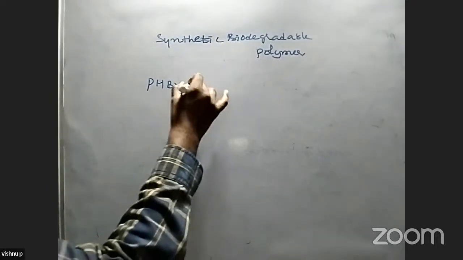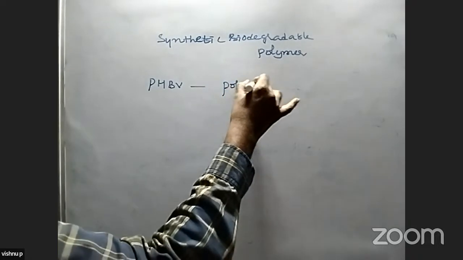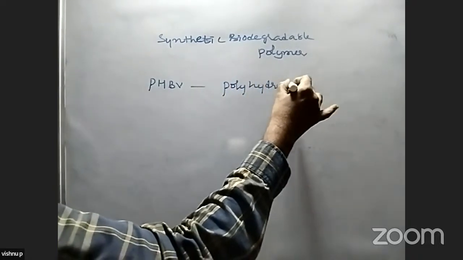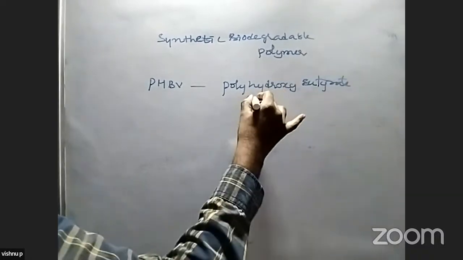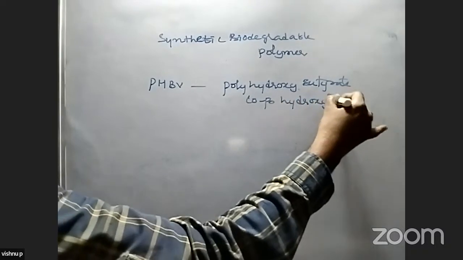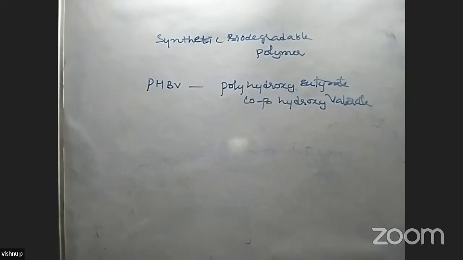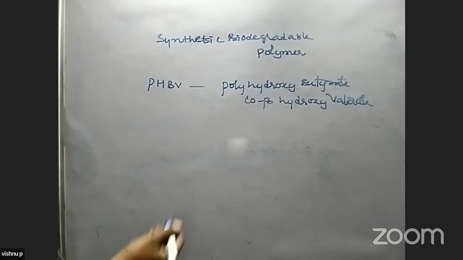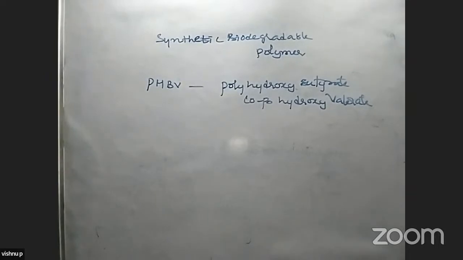What is PHBV? The full name is polyhydroxy butyrate co-beta hydroxy valerate. This is an example of PHBV: polyhydroxy butyrate and co-beta hydroxy valerate. What are the monomer units and what is the nature of this? It is a biodegradable polymer.